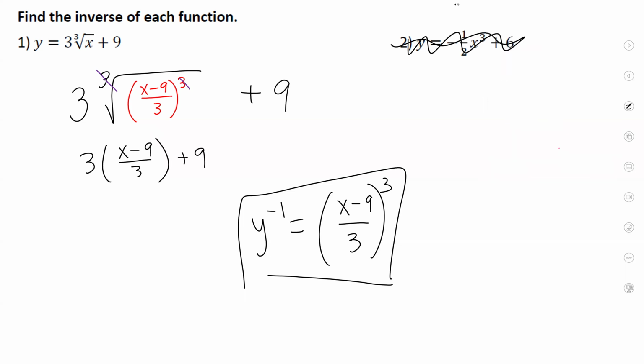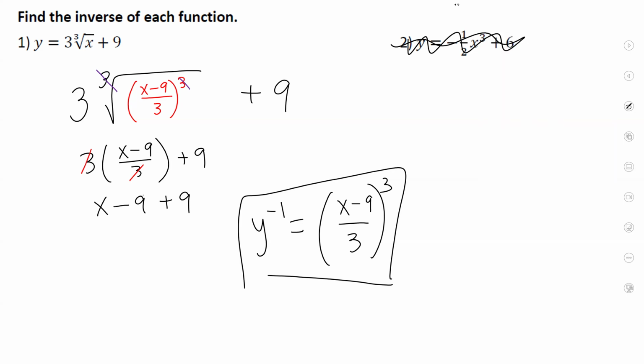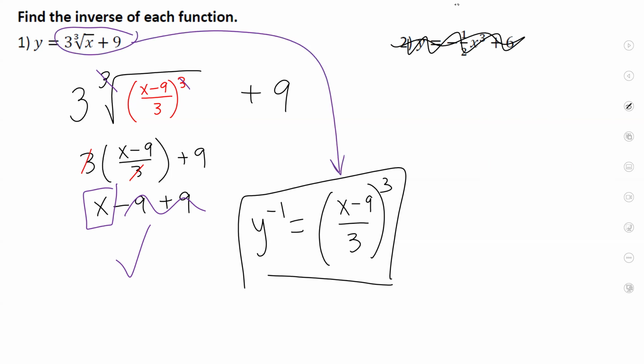What cancels out? The 3's. Multiplying by 3 and then dividing by 3 cancels out. Okay? I'm left with x minus 9 plus 9. You see what cancels? These cancel. I'm left with x. This is looking good. Now, I need to plug the original function into the inverse function and also get x. If I get x both ways, that means they're inverses.